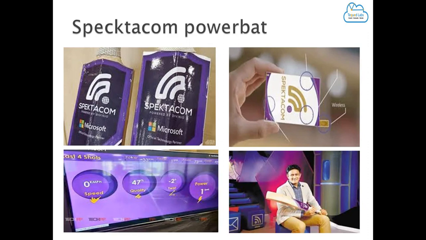Then we have an artificial intelligence concept where machine learning is being involved. This concept is called the Spectacom Power Bat. So what is this Spectacom Power Bat? There is a small wireless chip that is attached to the bat.